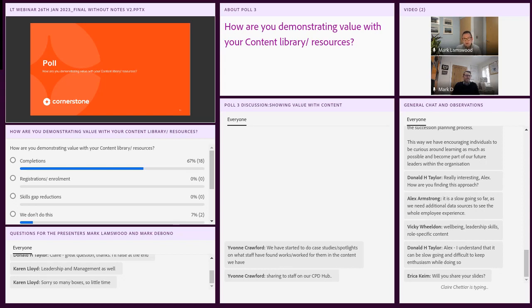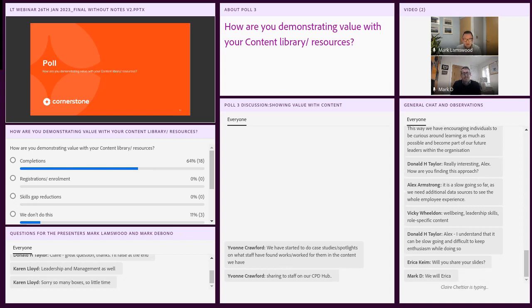Are you seeing anything on those little touch points where people feel like they're being developed, that they know that you care? So, some of the points that you're saying there, Yvonne, about case studies and spotlights, that's really important, because that's really where I think the meat is here, because we can look at understanding what's working for those end users on our platforms.